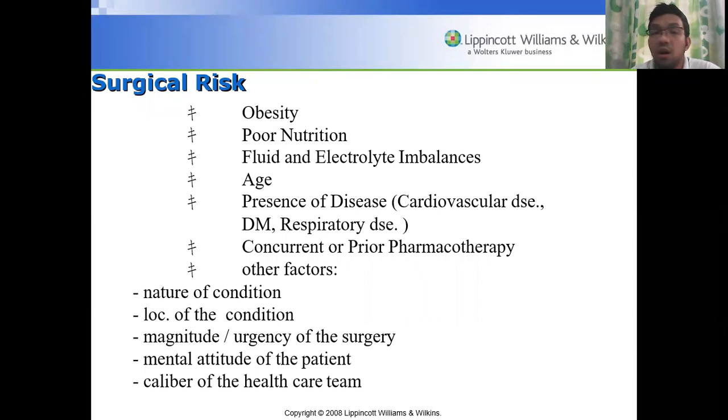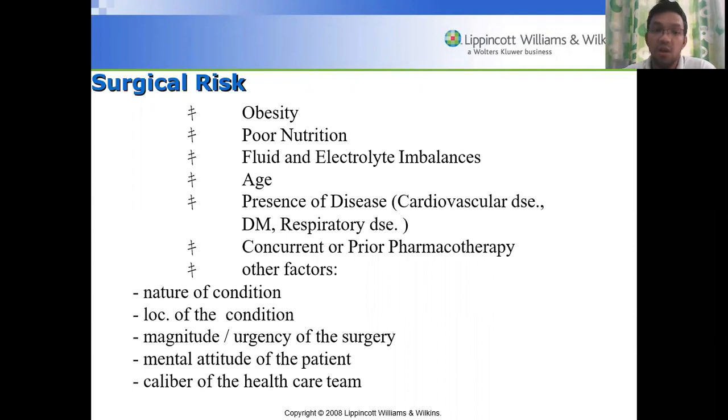So if they are taking drugs that can interfere with the wound healing later on, this can be a surgical risk, especially if the patient has a cardiovascular disease and then they are taking anticoagulants such as heparin or Coumadin. This can be a problem with wound healing later.